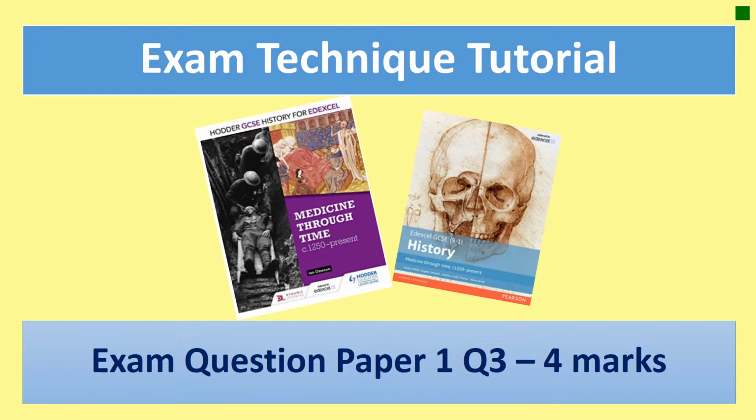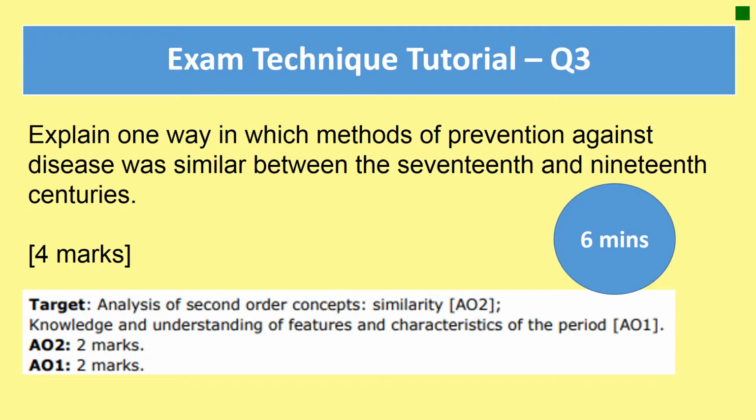It's looking at paper 1 question 3, the 4-mark question, the first question on the medicine section. So let's begin. And here I've come up with an example question. Explain one way in which the methods of prevention against disease was similar between the 17th and the 19th centuries. Now if you notice it's worth 4 marks, that means you should be spending approximately 6 minutes on this.